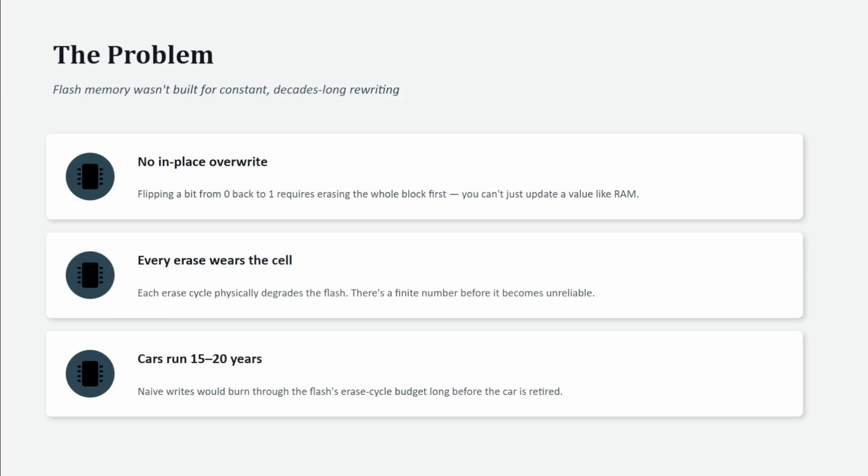This creates two problems for something like a car. You cannot just overwrite a value in place the way you do with RAM, and every erase cycle physically wears down the cell. So every cell has a limited number of writes. You cannot write them infinitely. For example, let's say every block has 100,000 writes and then it gets corrupted. So flash has a finite number of erase cycles before it becomes unreliable. For a car that might be in service for 15 to 20 years, naive flash writes would wear out the memory long before the car is retired.